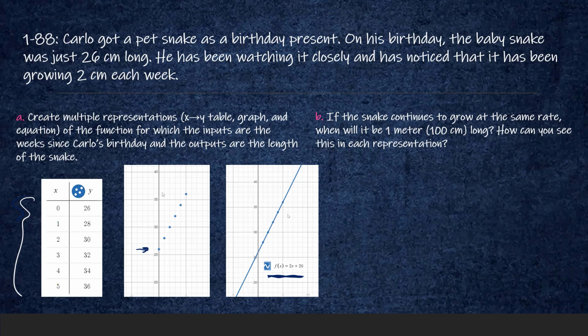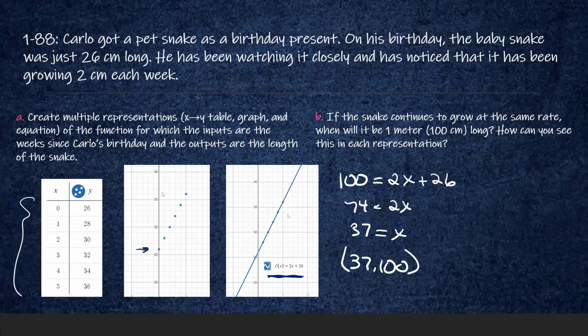Now, part B says if the snake continues to grow at the same rate, when will it be 100 centimeters, 1 meter, long? How can you see this in each representation? So I set up an equation where y equals 100, and I used the rule that I came up with here. Then I just did basic algebra to solve for x, which is 37. That means on the 37th week, the snake will be 100 centimeters long.